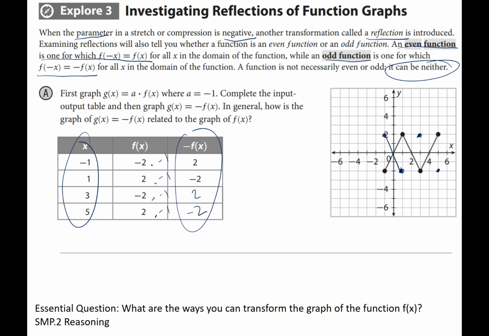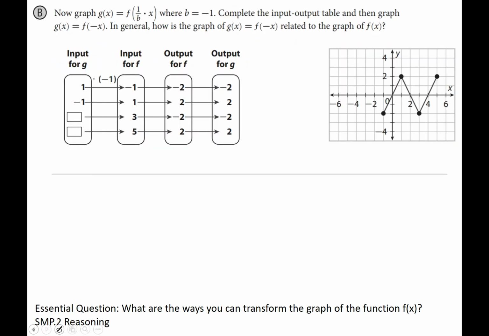I should have used a slightly different color. Hopefully you can tell what's blue and what's black. Let me see if I can highlight that. All right, that's a little bit better.